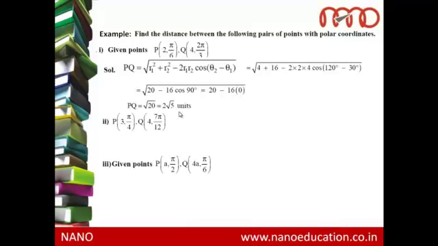Now try these questions on your own. Two pairs of points are given. In the first question it is (3, pi by 4) and (4, 7 pi by 12). And in the next question it is (a, pi by 2) and (4a, pi by 6). Find out the answers first, the distance between these two points.